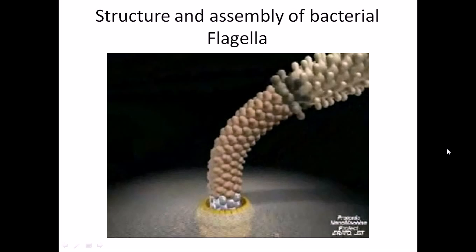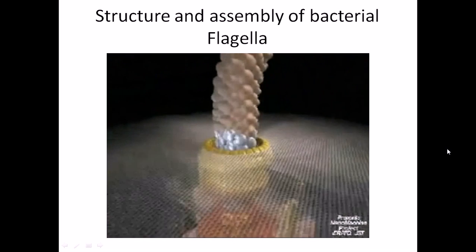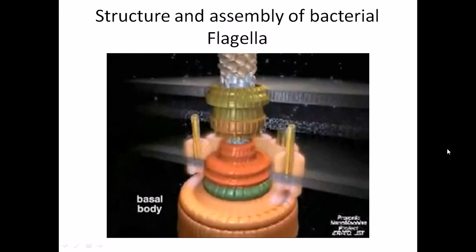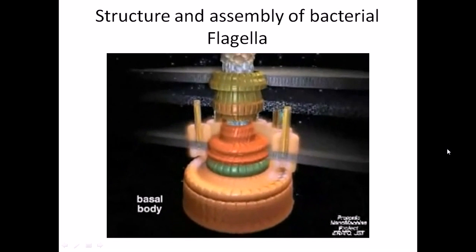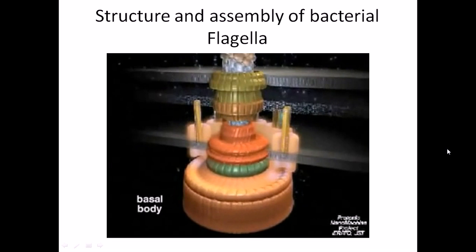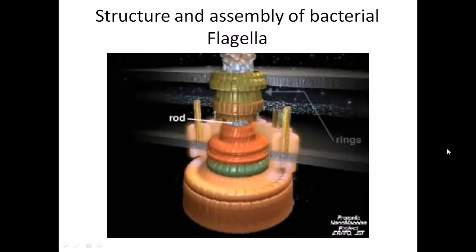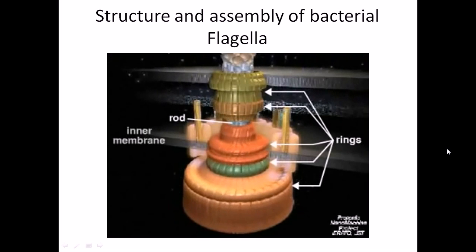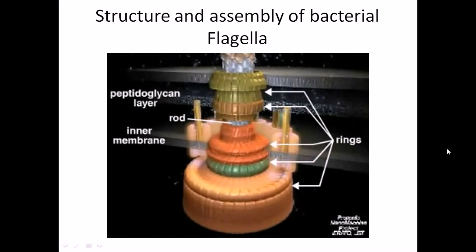Just outside of the cell wall, the filament is connected to a flexible rotating hook. The filament, the hook, and a structure called the basal body, located below the cell surface, make up the three parts of the flagellum. The basal body consists of a rod and a series of rings embedded in the inner membrane, the peptidoglycan layer, and the outer membrane.